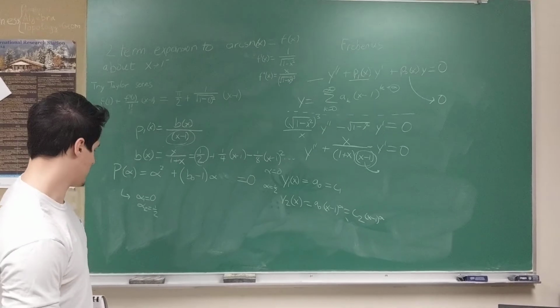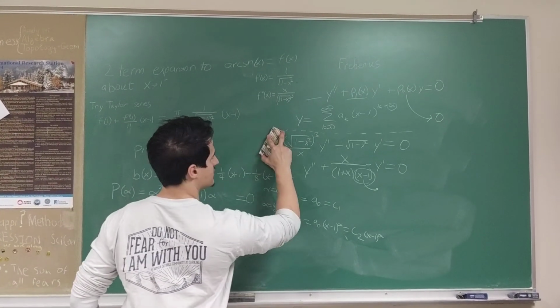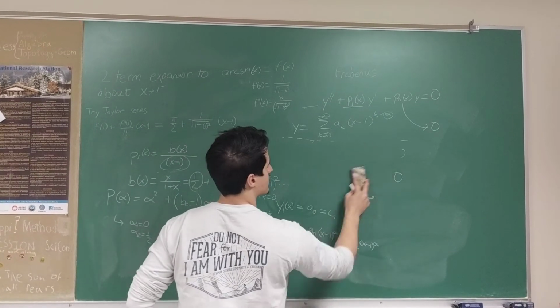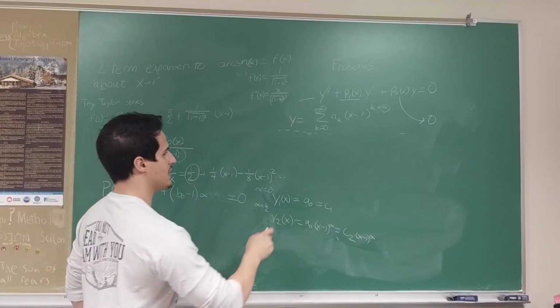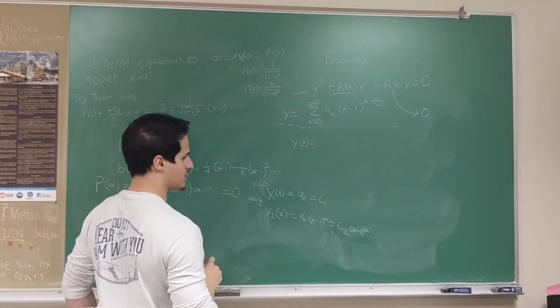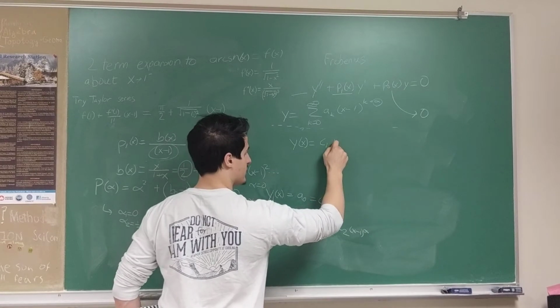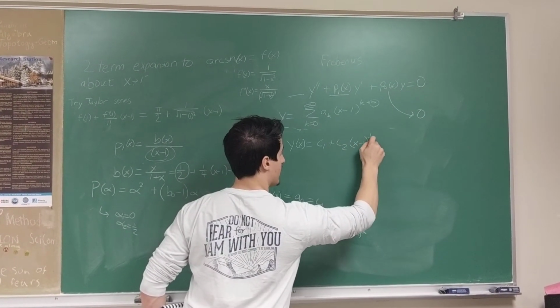Well, let's erase some of this. We don't really need this anymore. We'll get some room. Okay, so now we have our solution that looks like y of x is equal to c1 plus c2 times (x minus 1) to the 1/2.